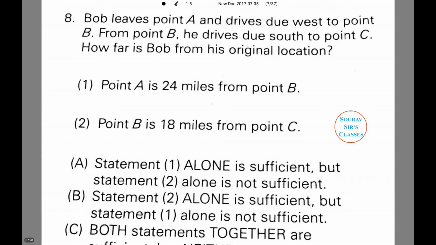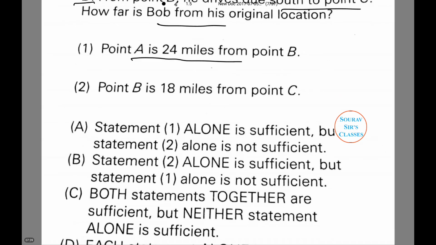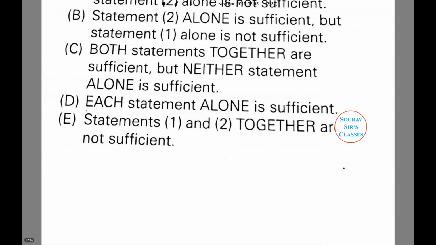Bob leaves point A and drives due west to point B. Now from point B he drives due south to point C. How far is Bob from his original location? We also have two statements: point A is 24 miles from point B and point B is 18 miles from point C. Since this is a geometry problem without a diagram, we should always start by drawing one of our own. Let's draw a triangle.